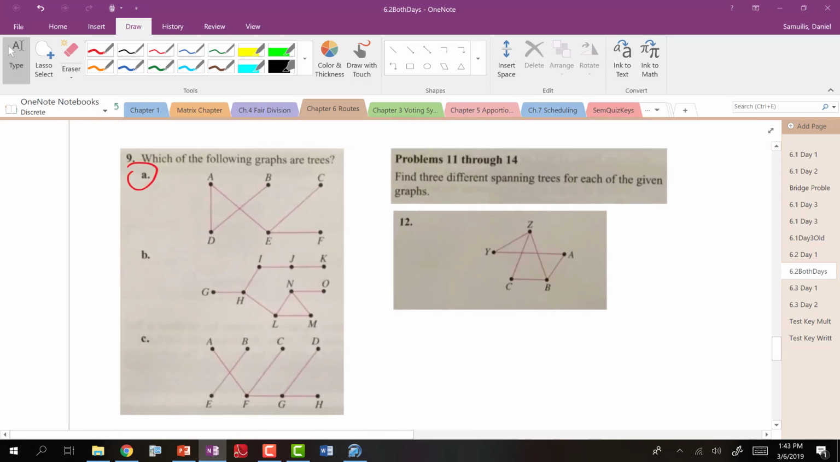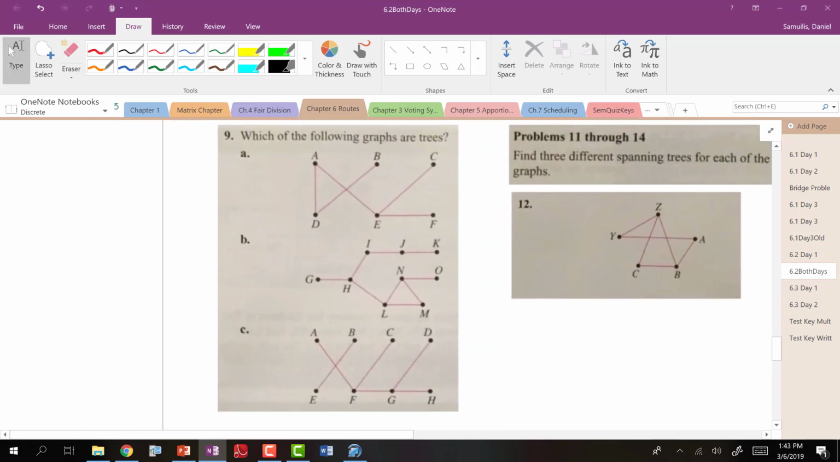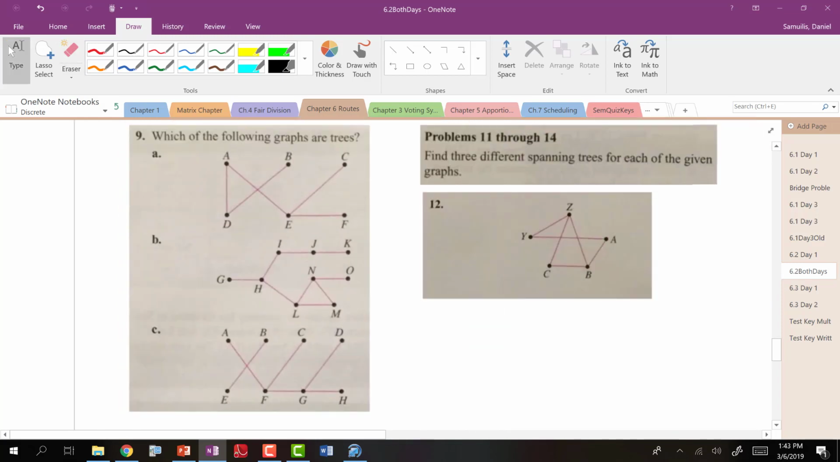Darn it! Let me erase that. Hey, in number 9 that I pulled out of the book, do you think letter A is a tree? Yes. The reason the answer is yes is, what is this? That is not a vertex. So there is no circuit here. Each edge connects all the vertices. There are no redundancies. There is no circuit. So this is definitely a tree.